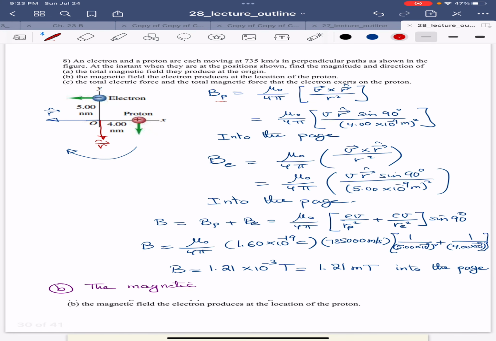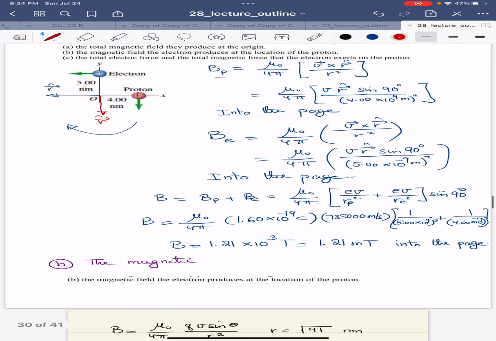And of course the distance is 4, and this is into the page. For the electron it is going to be mu 0 over 4 pi, again v dot r unit vector, and the distance is going to be 5, and it's going to be also into the page. And then I'm going to say B is going to be the total for both. And then I have calculated here the magnetic field to be 1.21 millitesla into the page.